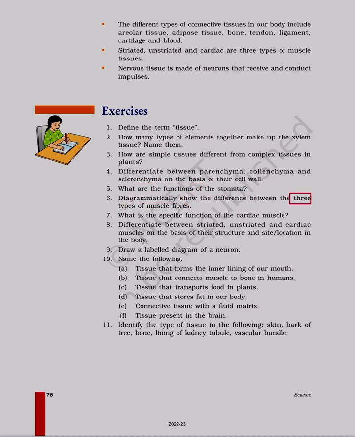6. Diagrammatically show the difference between the 3 types of muscle fibers. 7. What is the specific function of the cardiac muscle? 8. Differentiate between striated, unstriated and cardiac muscles on the basis of their structure and site location in the body. 9. Draw a labeled diagram of a neuron.